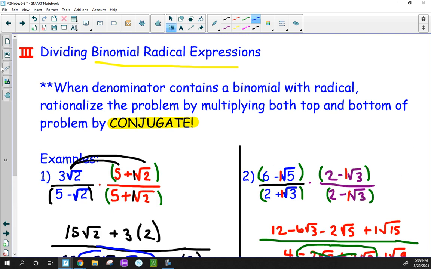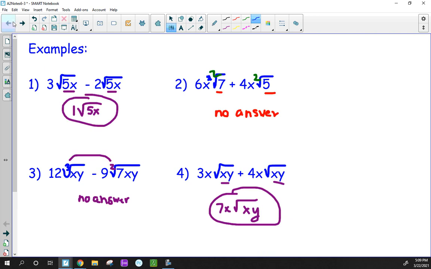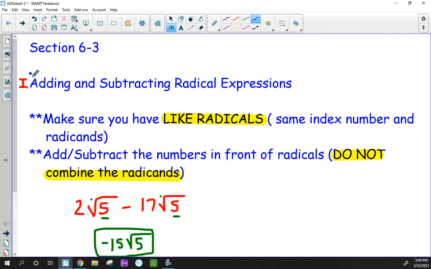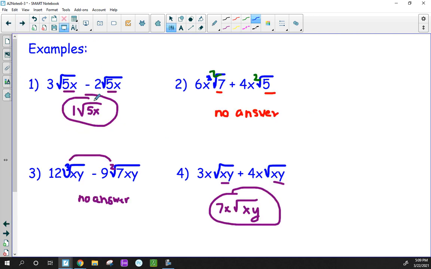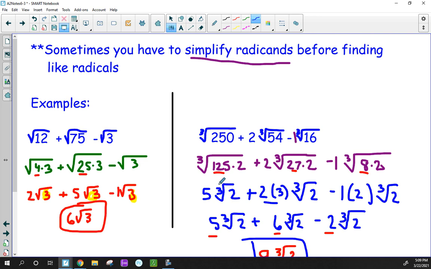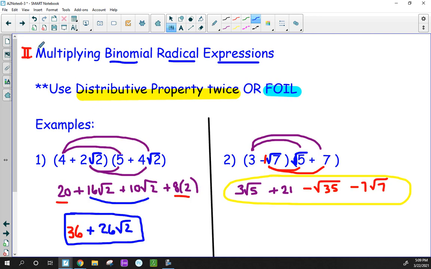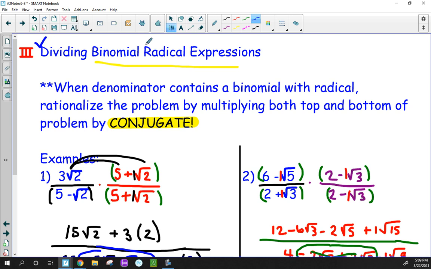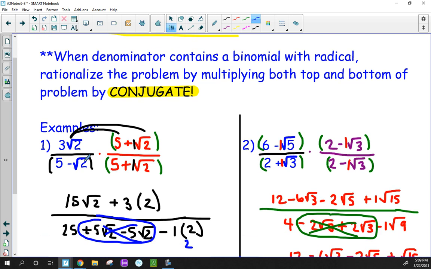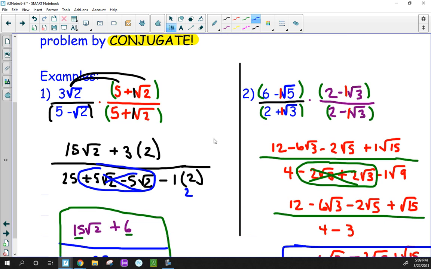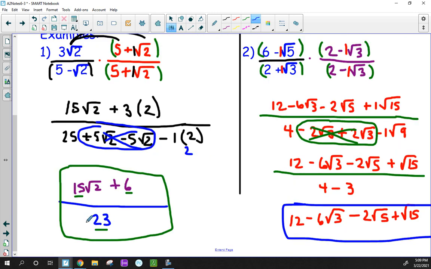Okay, so recap in this section, which is section 6.3. Learning target 1 is I can add and subtract radical expressions, easy ones, and the ones that are in disguise. You have to find out if they are like radicals. I can multiply binomial radical expressions using FOIL or distributive property. And lastly, I can divide binomial radical expressions, meaning when I see 2 terms on the bottom, I'm going to use the conjugate. And the whole goal is to make sure that I don't have a radical left on the bottom of my answer.